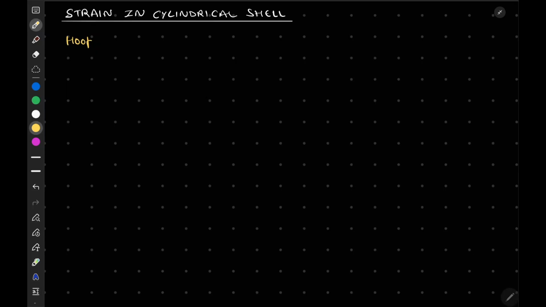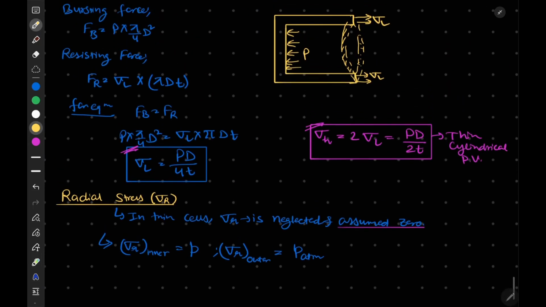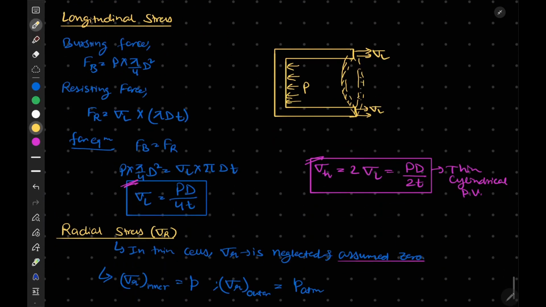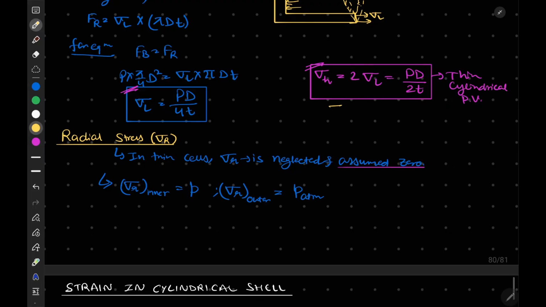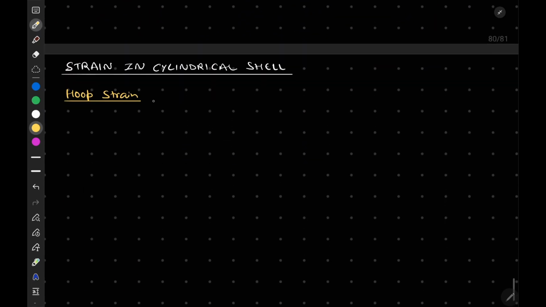First is your hoop strain. Okay, and since from the equation we know that hoop stress is more than that of your longitudinal stress, we can write that sigma H is greater than sigma L. So our hoop strain will be more than your longitudinal strain. So hoop strain is also known as your major principal strain.